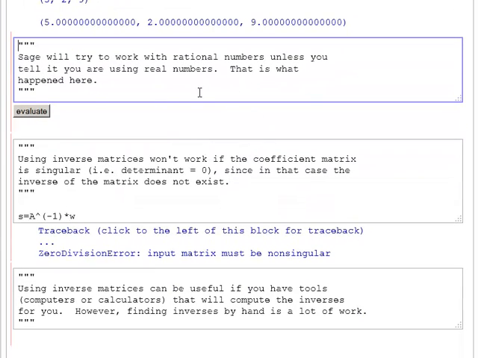So I'm just commenting here that Sage will try to work with rational numbers unless you tell it explicitly. In fact, you can with matrices. There's parameters you can put in there. It will tell it whether you're dealing with real numbers, rational numbers, integers, complex numbers, the different things you can apply.